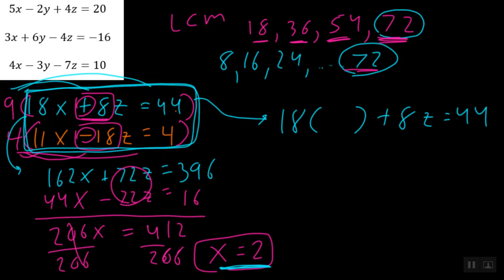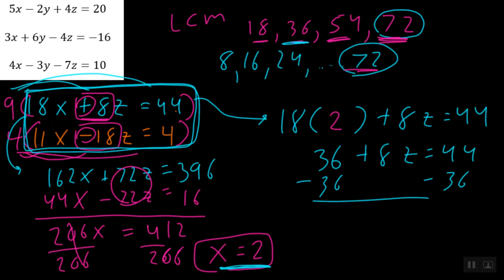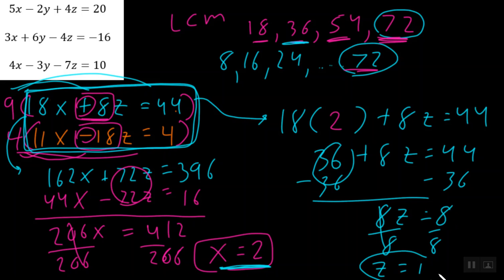And guys, you've done problems like this over and over again at this point. We know x is 2. So let's go ahead and work this down. We know that 18 times 2 is 36, plus 8z is equal to 44. We can subtract 36 from both sides, and now we have 8z is equal to 44 minus 36, which is just 8. We divide both sides by 8, and z is equal to 1. Hey, that's another nice, easy number.